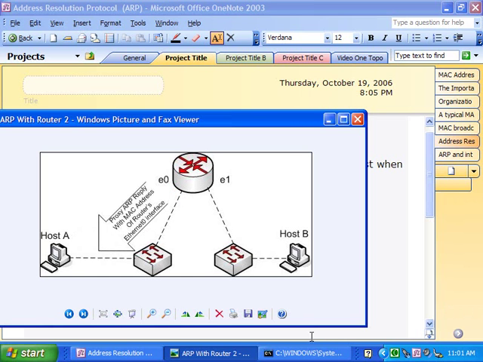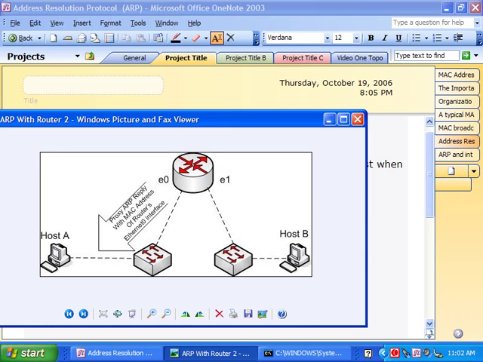So what happens again is that the router sends a Proxy ARP reply, and that reply contains the MAC address of the router's Ethernet 0 interface. It is not the interface that leads to host B, which is E1, and it is not the MAC address on host B itself. It's going to be the MAC address of the router interface that received the request. And that's pretty cool. That's the only way we can get it to work, is with Proxy ARP.